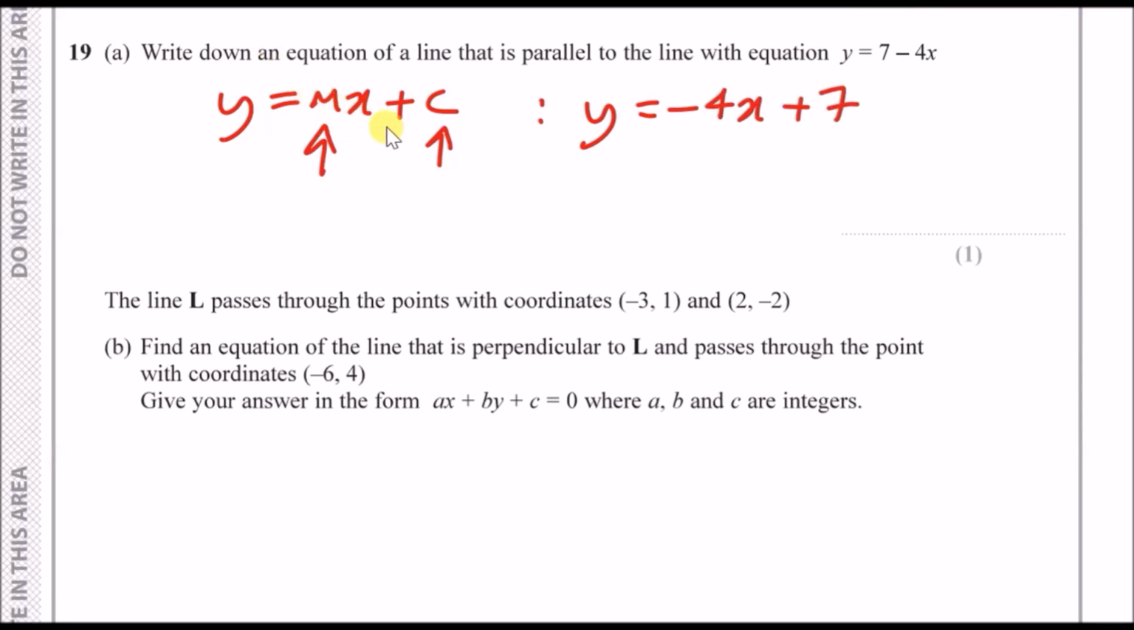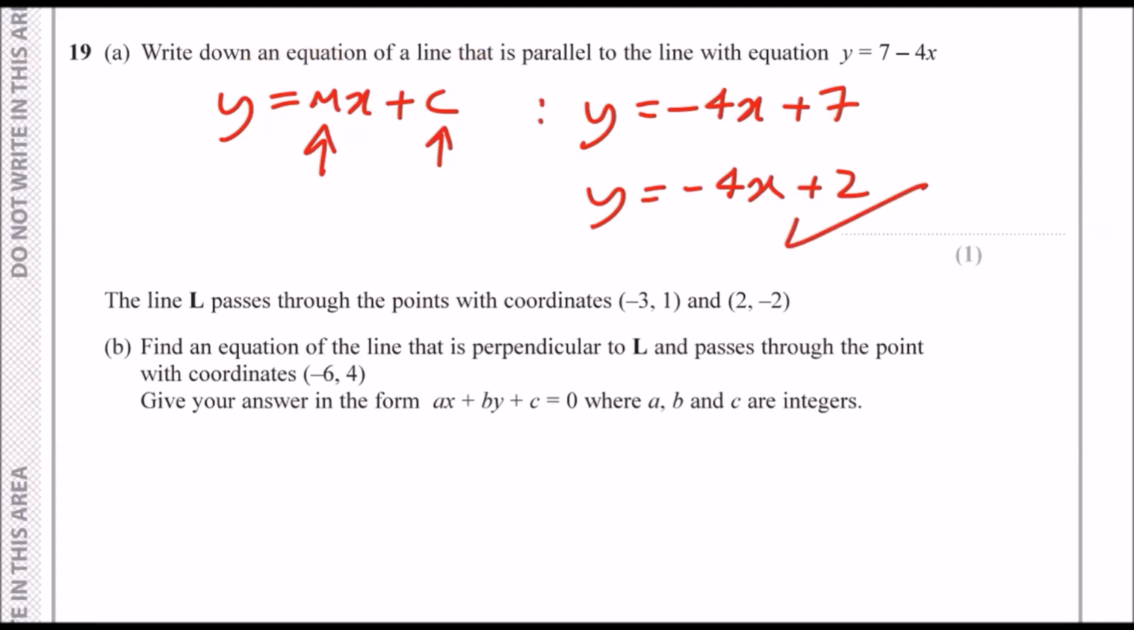So same gradient means m value is the same. Check. So we're going to have y equals minus 4x. And now all you need is a different y-intercept, yeah? So for example, we can say plus 2 or even minus 3 or anything is good. So this is just one example.